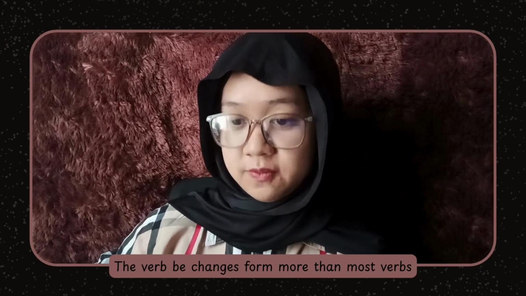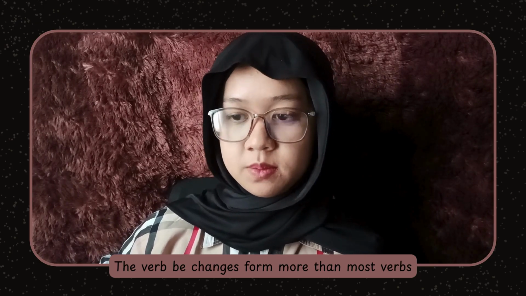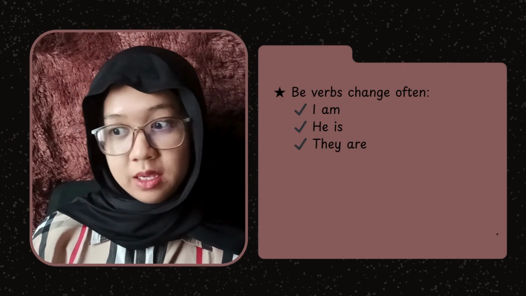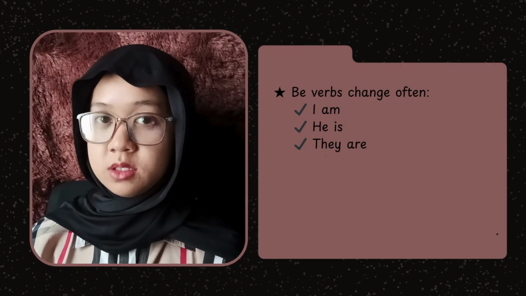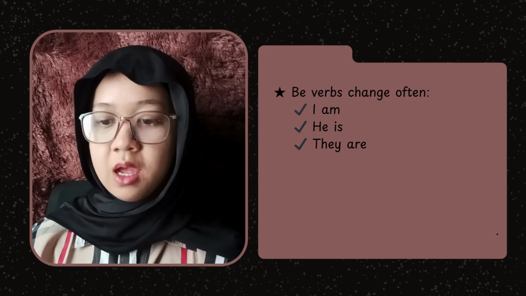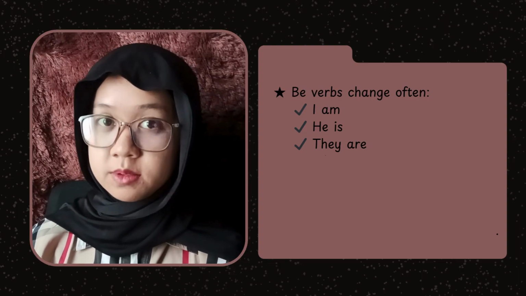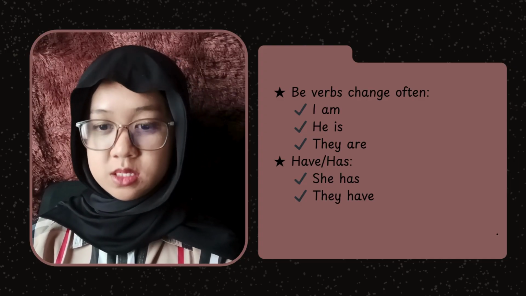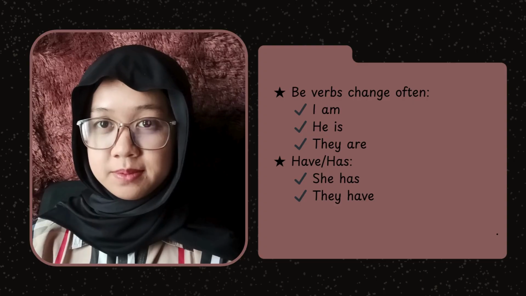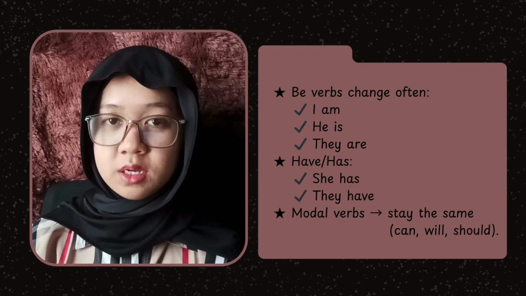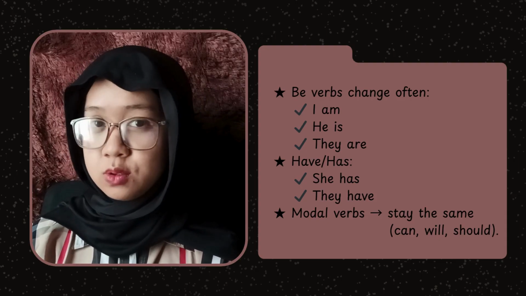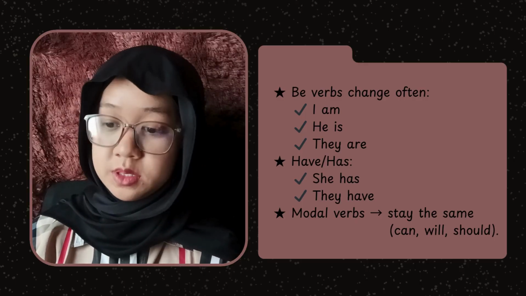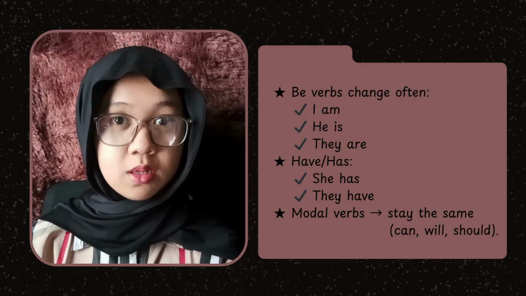The verb "be" changes form more than most verbs, so pay attention. Use "am" with I, "is" with singular third person subjects, and "are" with plural subjects. Meanwhile, "have" and "has" follow the same singular-plural pattern as other verbs. Modal verbs such as can, will, and should do not change for number, so they stay the same whether the subject is singular or plural.